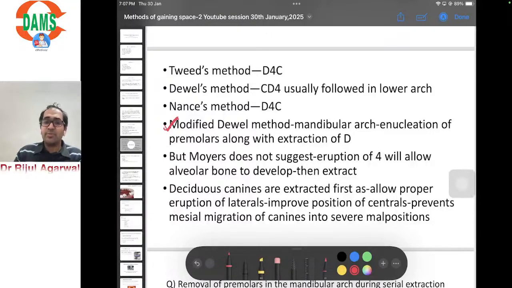Next, the reason for first extraction of deciduous canines is so as to resolve the anterior crowding. Why? How will it get resolved? Because the erupting lateral will erupt more distally, improving the position of the centrals and thereby resolving the crowding in the anterior region, and also prevents the mesial migration of canines into severe malpositions.